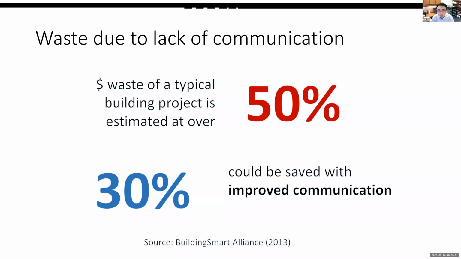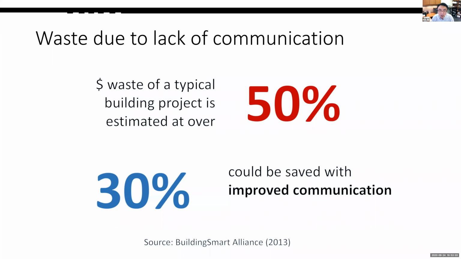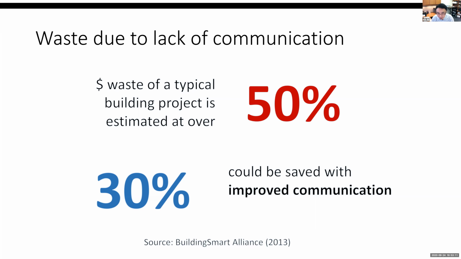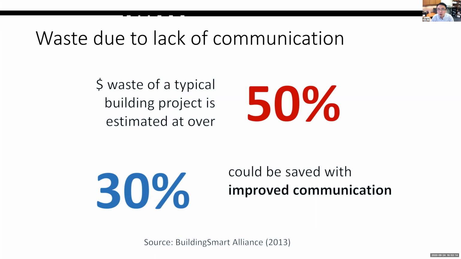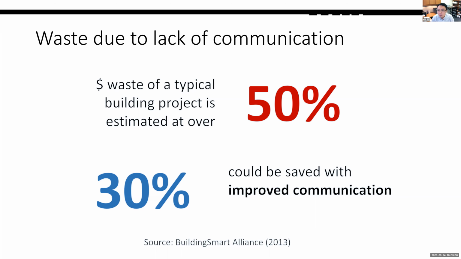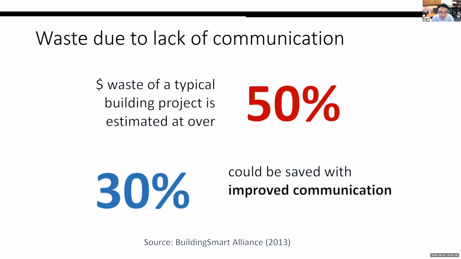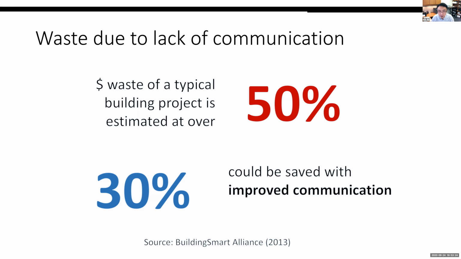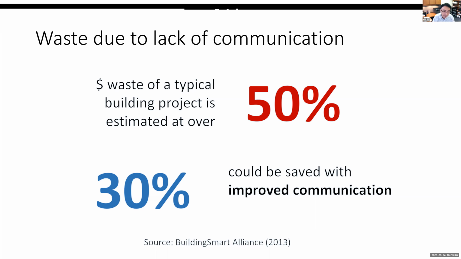The waste is due to miscommunication. Of course, we have some waste that cannot be avoided, but about 30% of that, let's say $3 million, can be saved with improved communication. If we can force everybody to sit together in the same room, under the same roof, and they like each other, very likely we can save about 30%, $3 million, from that project.